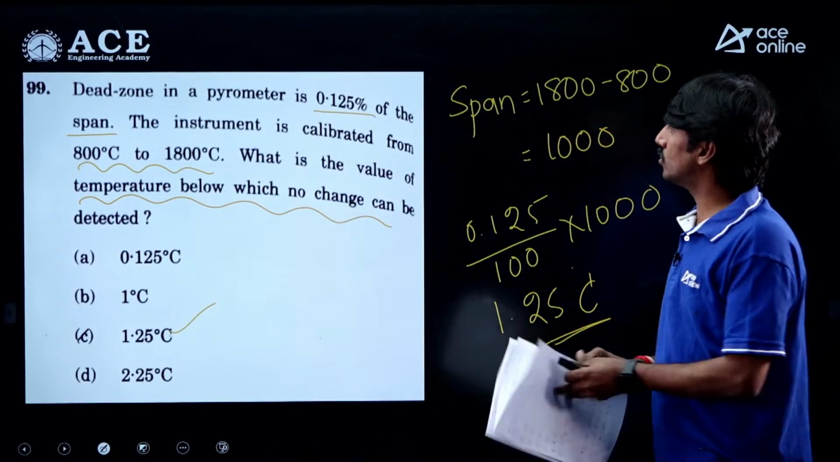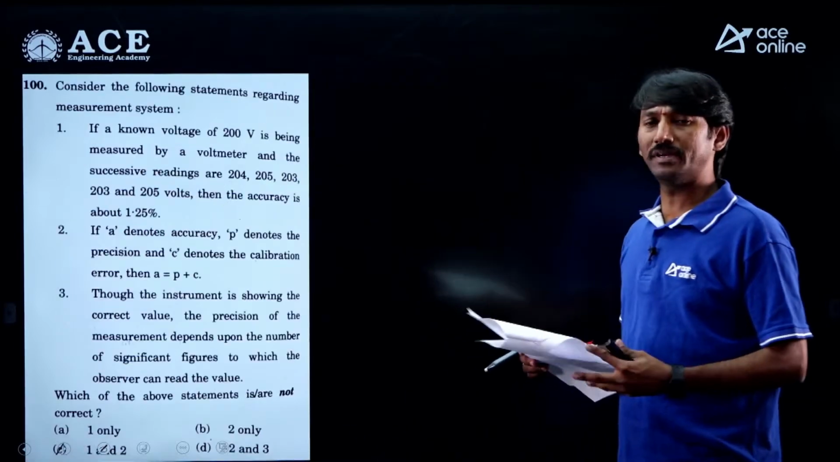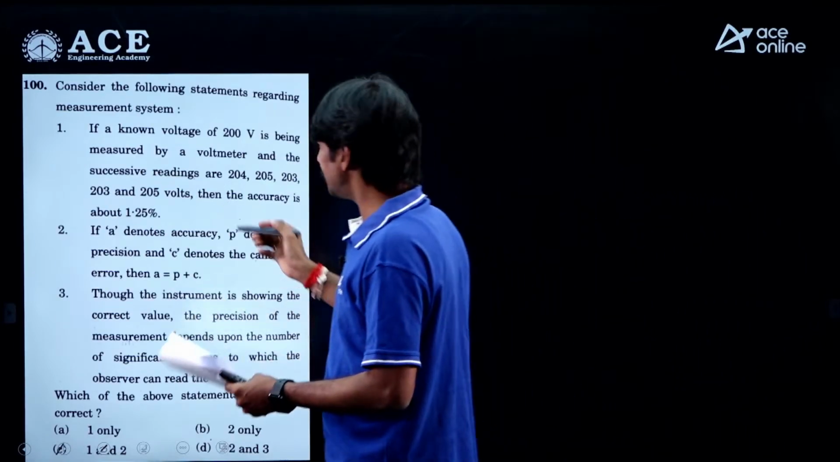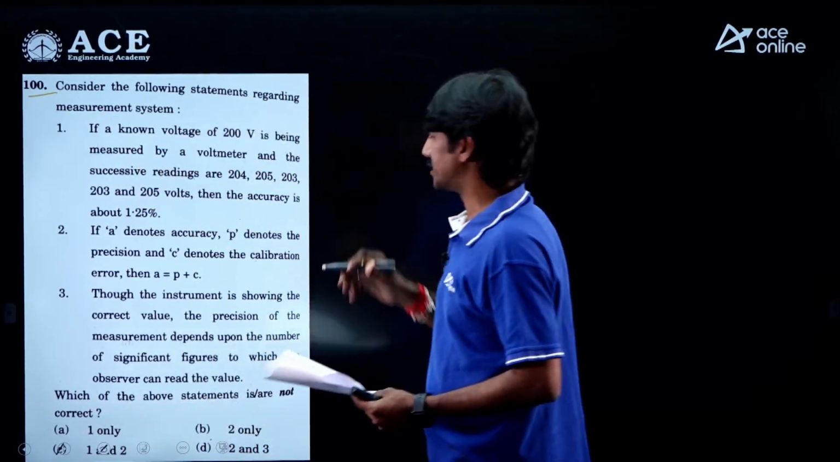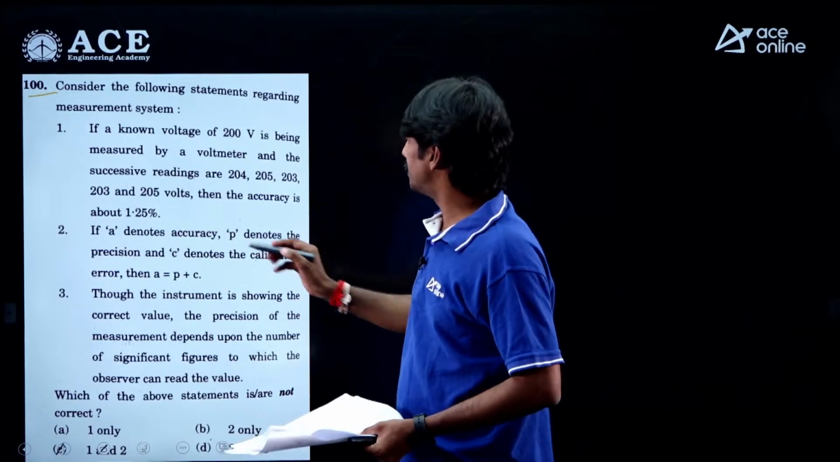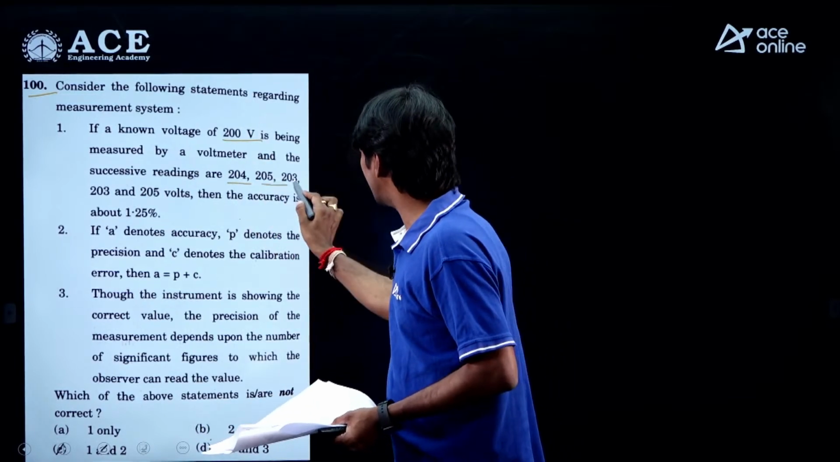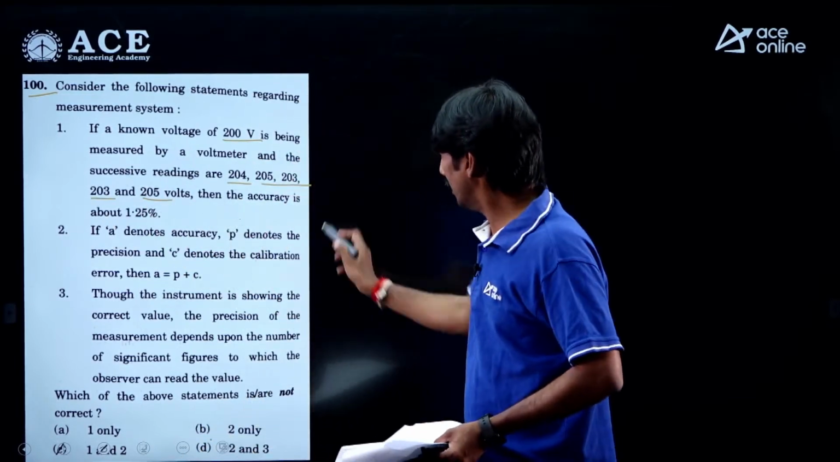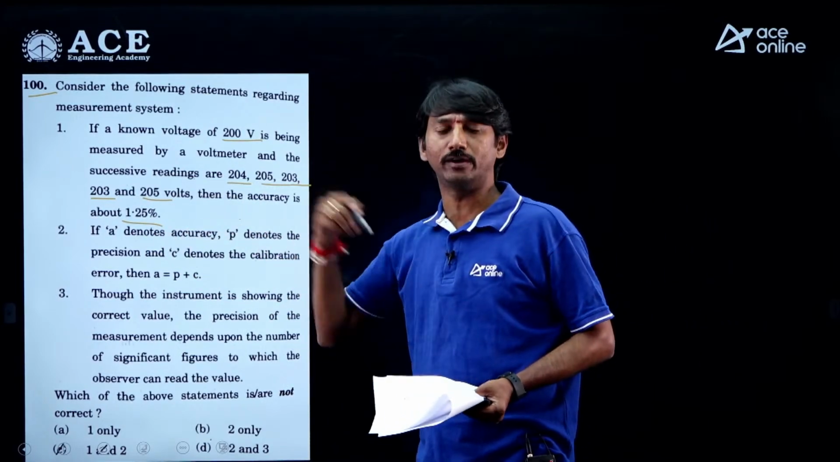And the next question here is related to again a measurement theoretical question. Consider the following statements regarding the measurement system. Three statements are given, which are correct. See here, if a known voltage is 200 and these are the values he has given, accuracy is about 1.25, means error is given as 1.25.